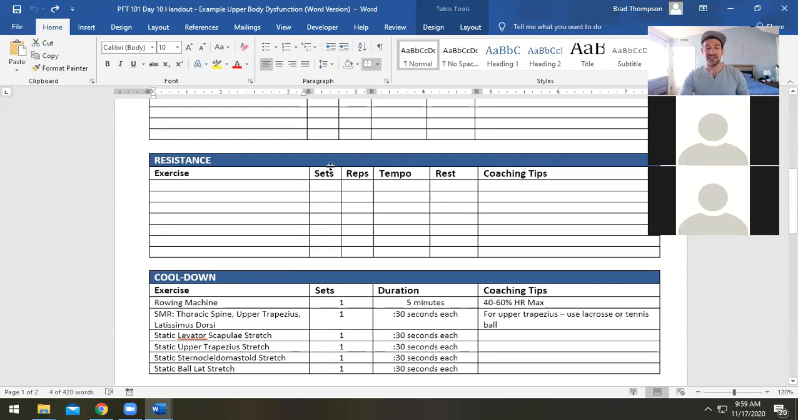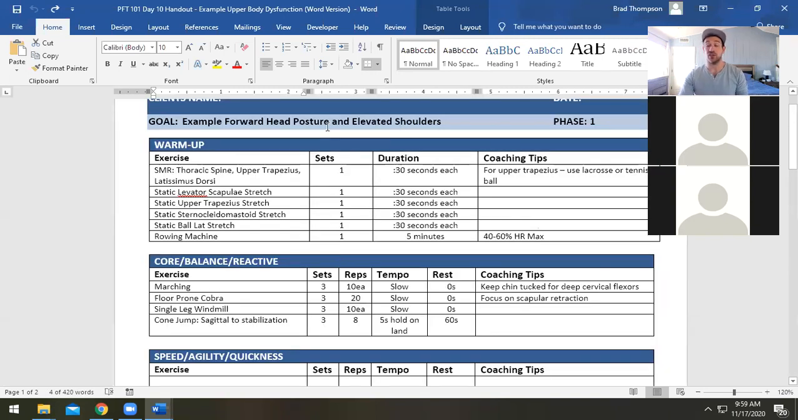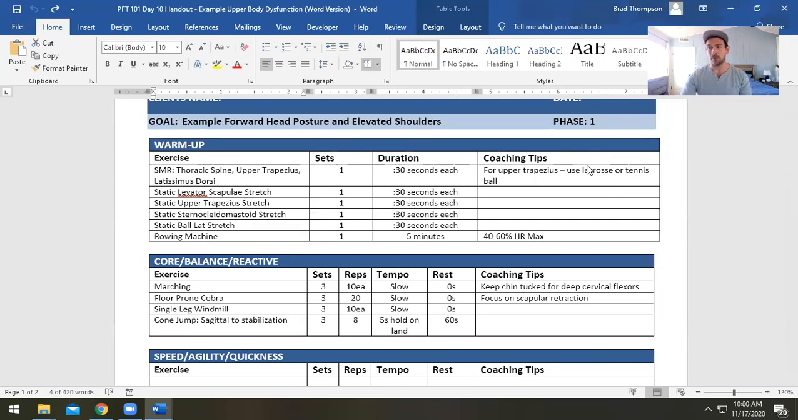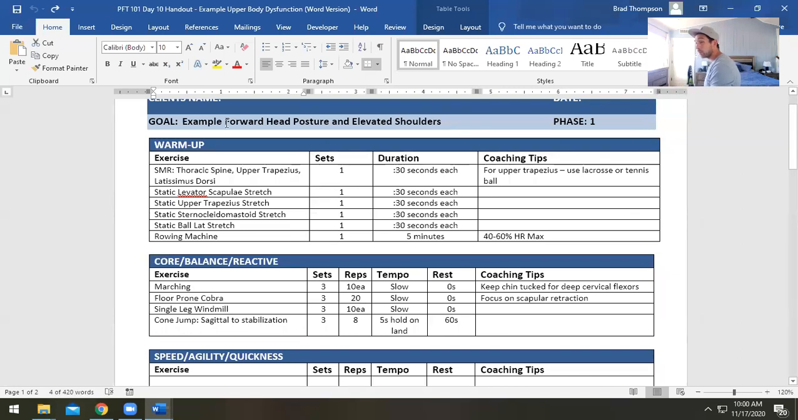All right. Let's take a look at forward head posture and shoulders elevation. Very, very similar, right? This is kind of what we talked about yesterday, but in our upper body assessment, we found that our client gets that really bad forward head reach and they got that really bad shoulder elevation.